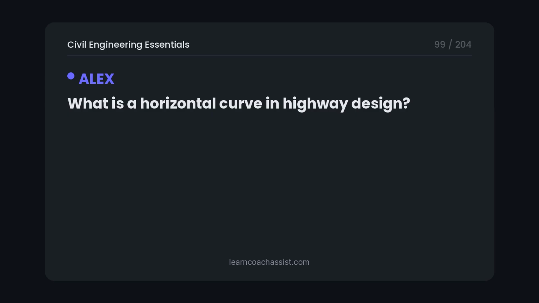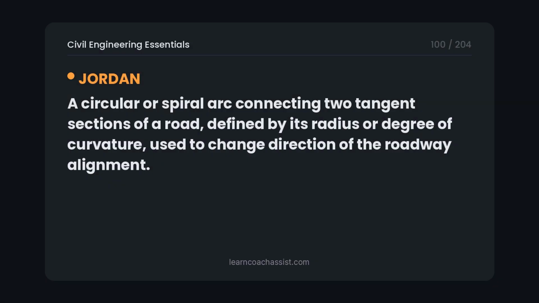What is a horizontal curve in highway design? A circular or spiral arc connecting two tangent sections of a road, defined by its radius or degree of curvature, used to change direction of the roadway alignment.